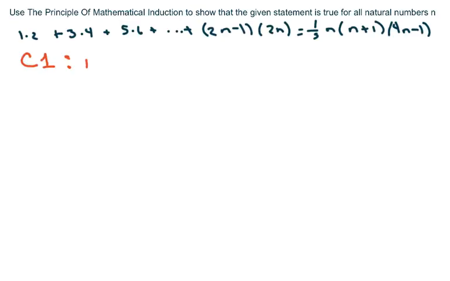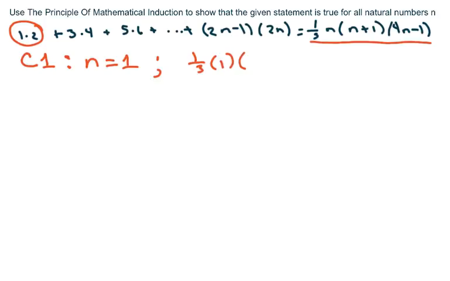So we're going to check for when n equals 1, and we're going to plug it in here, and that should equal 2. Basically, I'm going to plug in 1 everywhere there's an n. 1 plus 1 is 2. And then we have 4 minus 1 is 3. This gives you 1/3 of 6, which equals 2, which does equal our 1 times 2, because 1 times 2 is 2. So basically that checks.